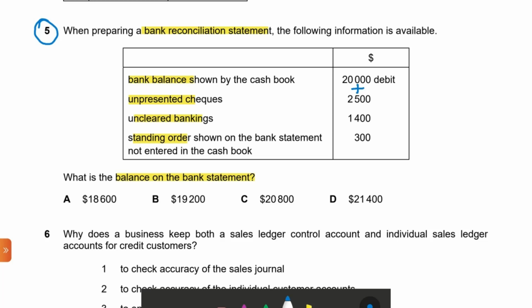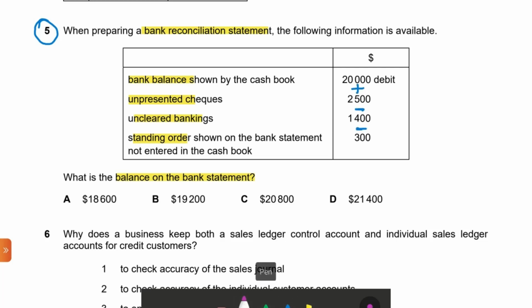Next one, uncleared bankings. Uncleared banking means the deposited amount is not cleared with the bank. So the bank doesn't know about the 1,400. So we deduct 1,400. Next, standing order shown on the bank statement, not entered in the cash book. Standing order means money given to the people suggested by the business. So the bank must pay this amount to those people, so that also must be deducted from the bank statement.